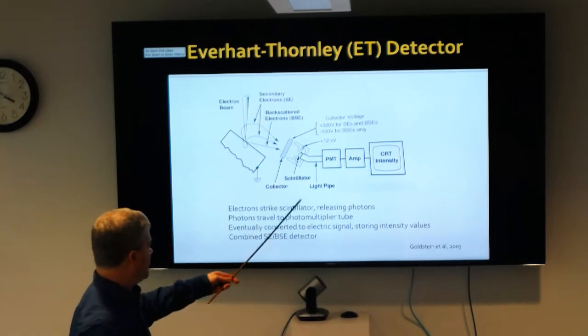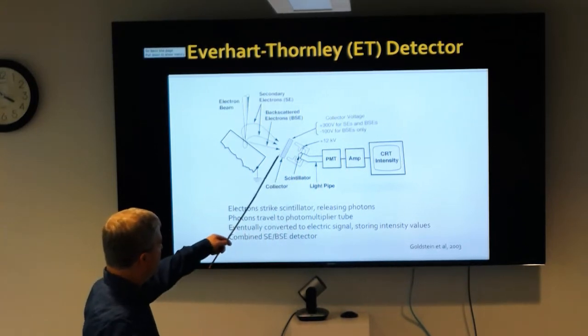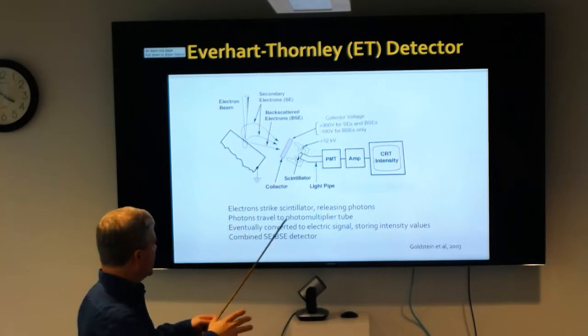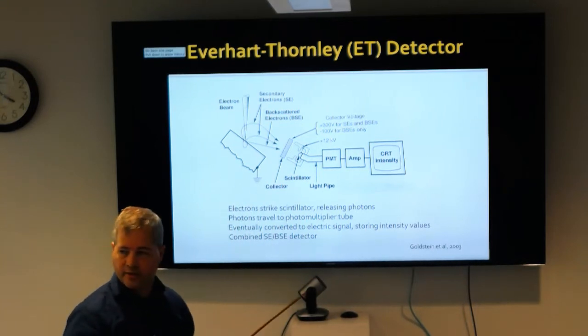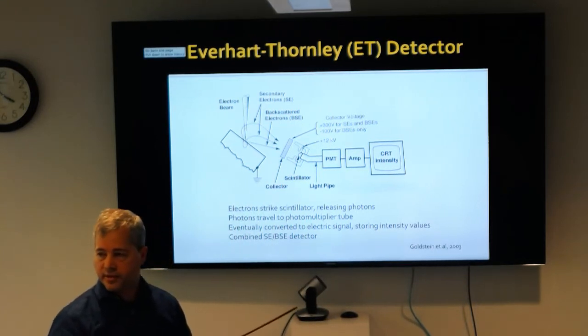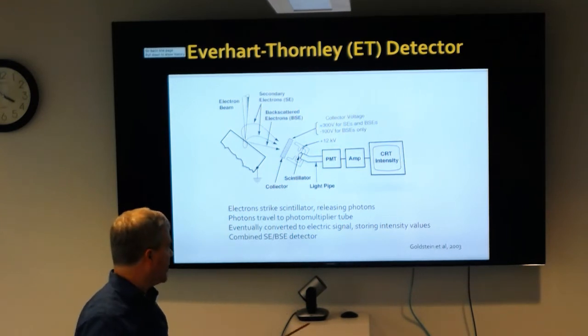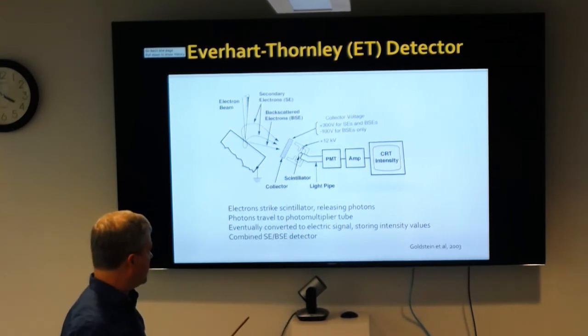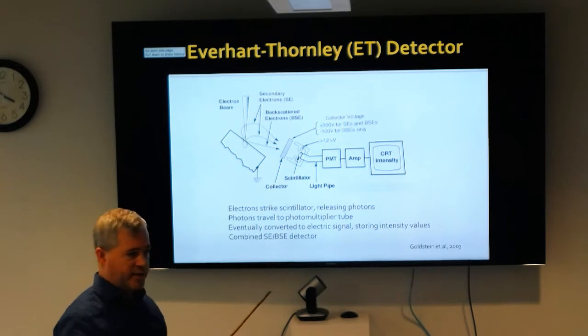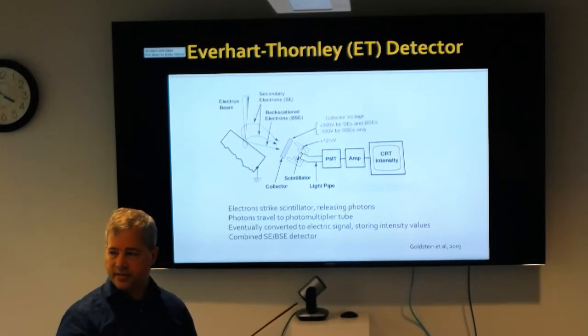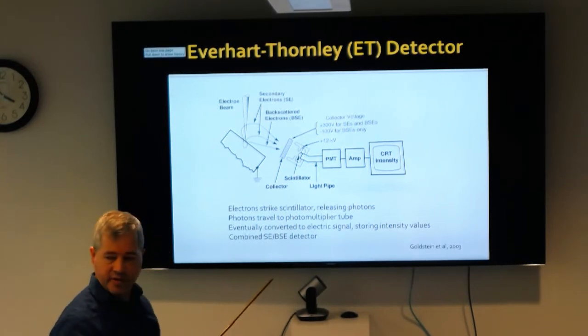And so from one detector, you can tune this to see either full signal or just secondary or just backscatter electrons. Like I said, the point of getting only backscatter is if you want just elemental signal, what's in it, versus getting topographic information.